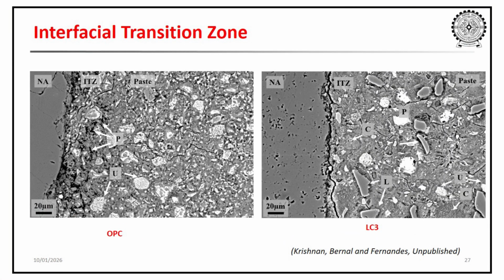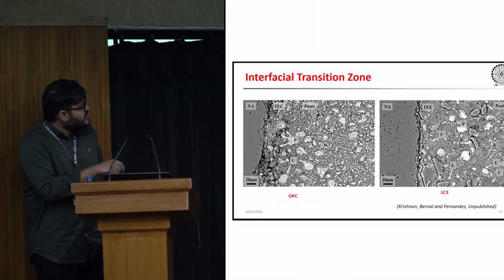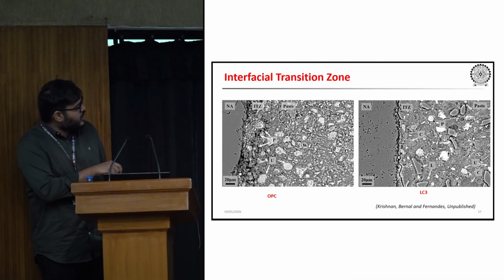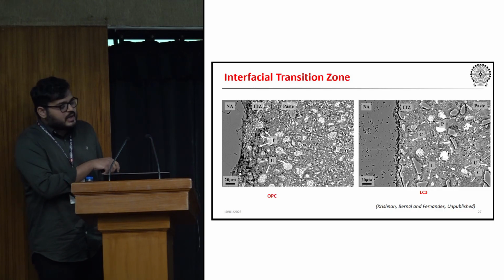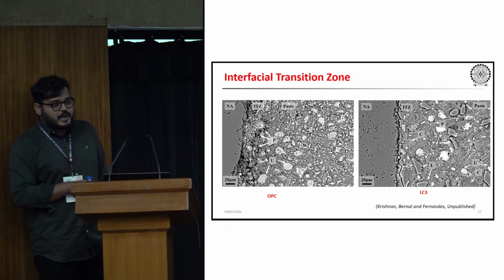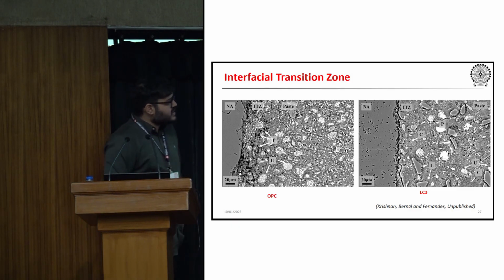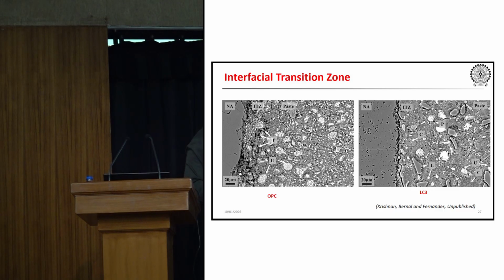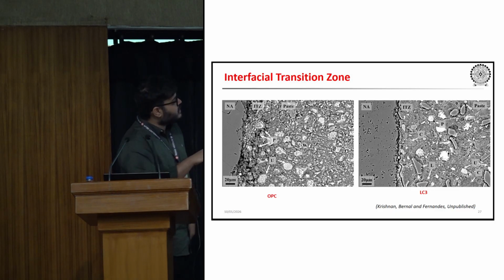So you can see this is an OPC. This is a microstructure of an OPC and an LC3 system. LC3, like I said, is a blended cement with calcined clay and limestone. You can see that approximately 15 microns from the surface of the aggregate, you have a section of high porosity. The high porosity is very clearly visible with respect to the black pores. You can see very clear porosity here.